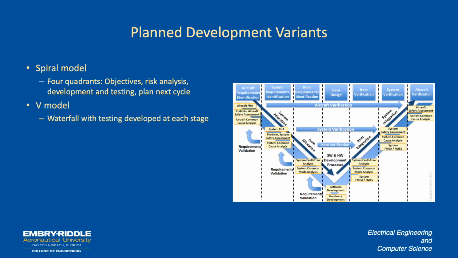Here's one we've actually already seen. It's called the V model, and it's really waterfall, but it has design for test built into it. So when you're building your aircraft requirements and identification, you're also thinking about what you're going to do to test it. You're planning the verification while you're developing the requirements. Similarly, when you're doing your system requirements and then your item requirements, you're planning the corresponding testing you're going to do for those later when you actually get it built. So you're doing design for test at each stage.